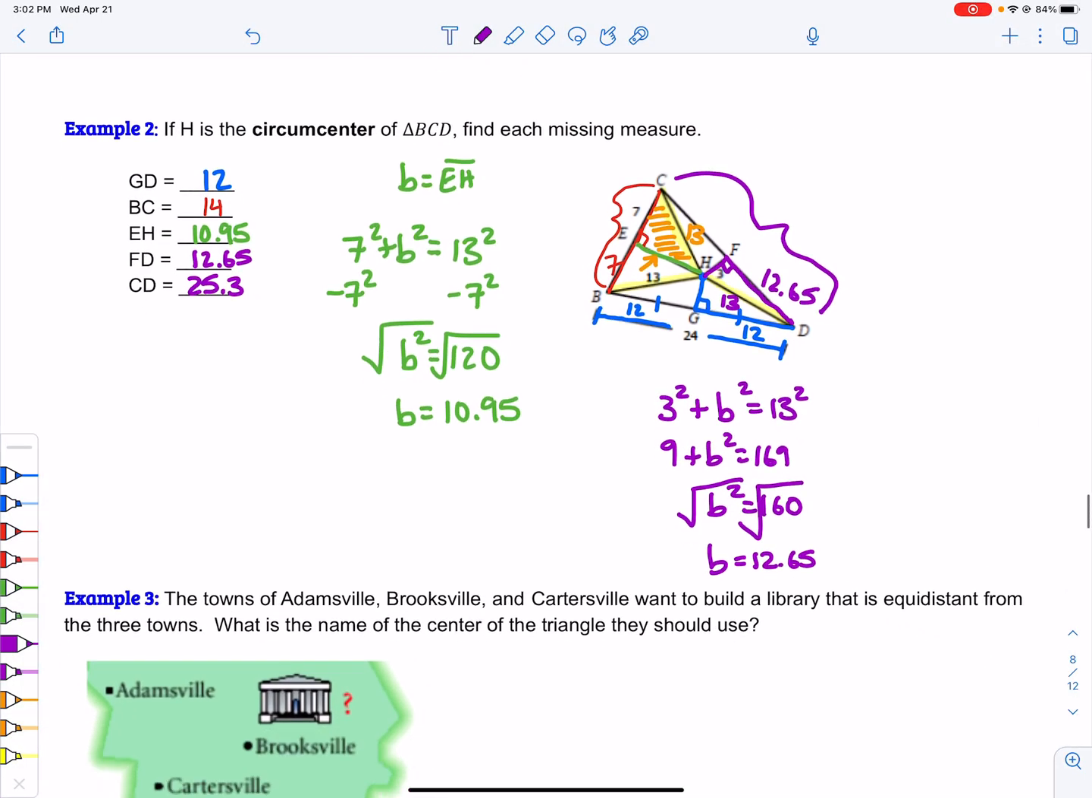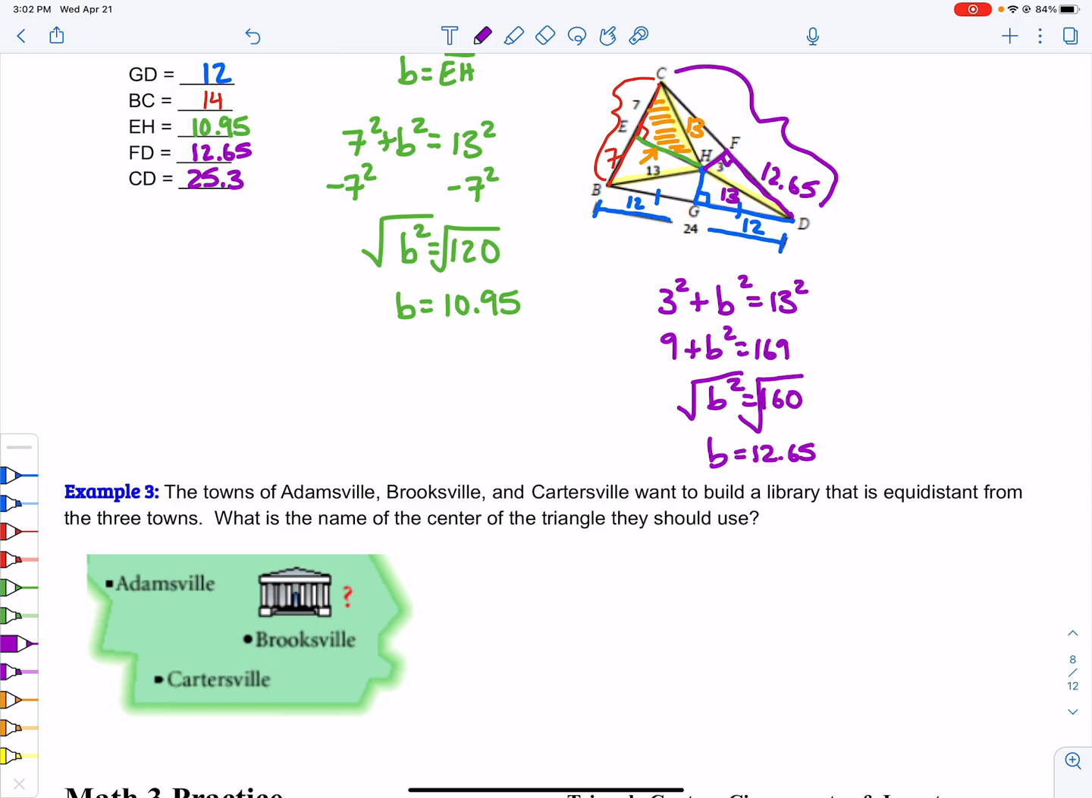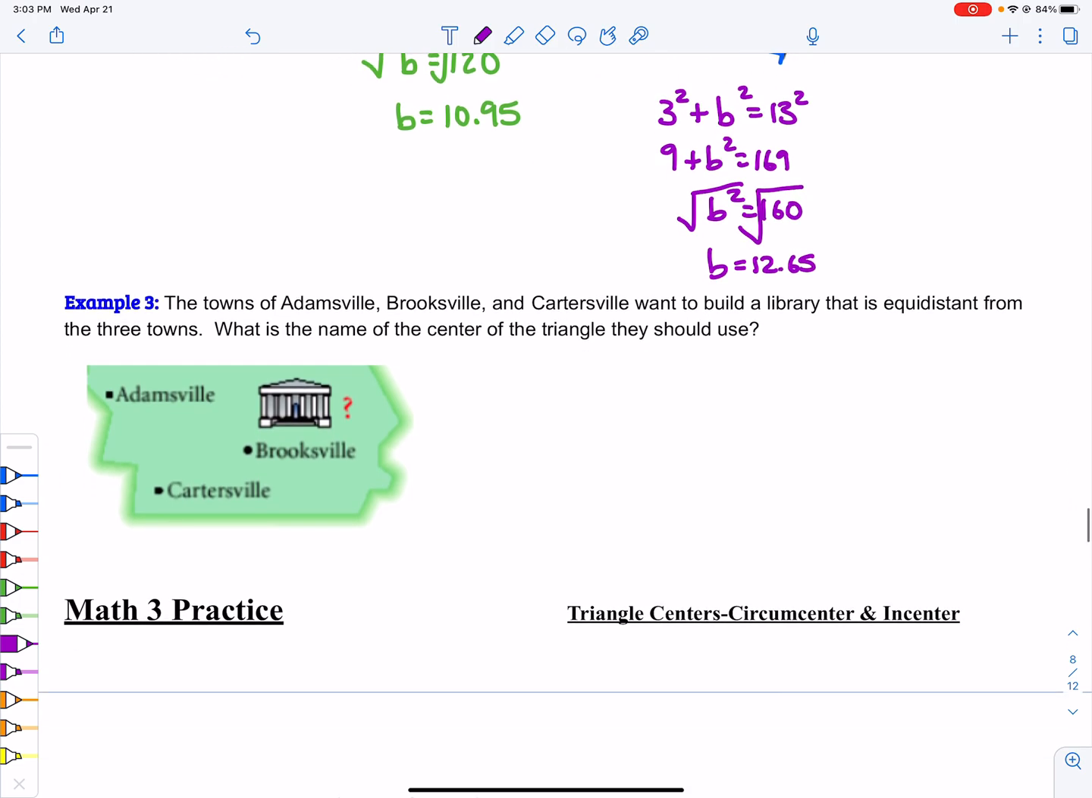All right, let's just look at one last example. The towns of Adamsville, Brooksville, and Cartersville want to build a library that is equidistant from the 3 towns. What is the name of the center of the triangle they should use? Great question. So we have Adamsville, Cartersville, and Brooksville, and they're connected by a triangle, and we want to put a library equidistant from the three towns.